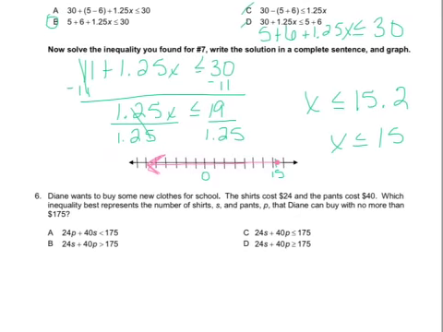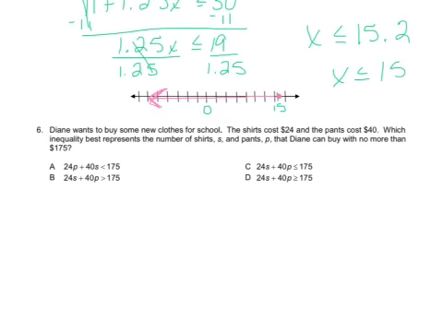So let's do one more. Diane wants to buy some new clothes for school. The shirts are $24 and the pants cost $40. Which inequality best represents the number of shirts and pants she can buy with no more than $175? No more than $175 means that she cannot spend a penny over $175, but she can spend $175, so that's less than or equal to $175.